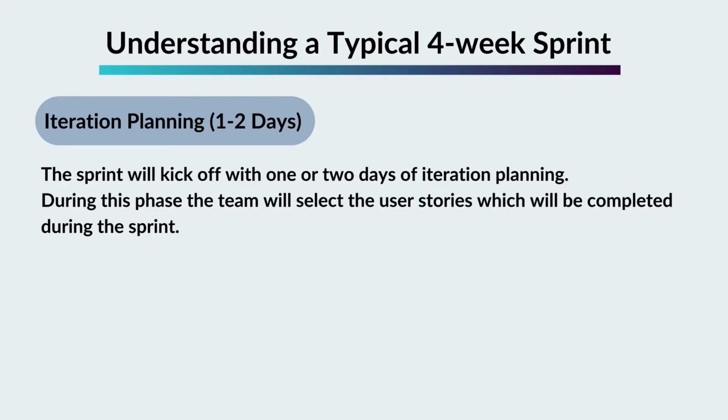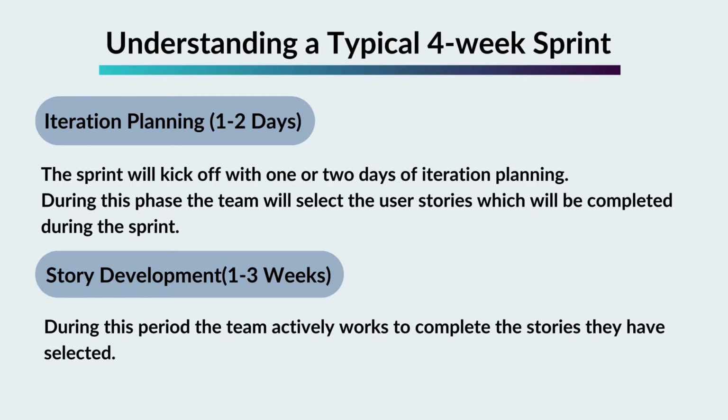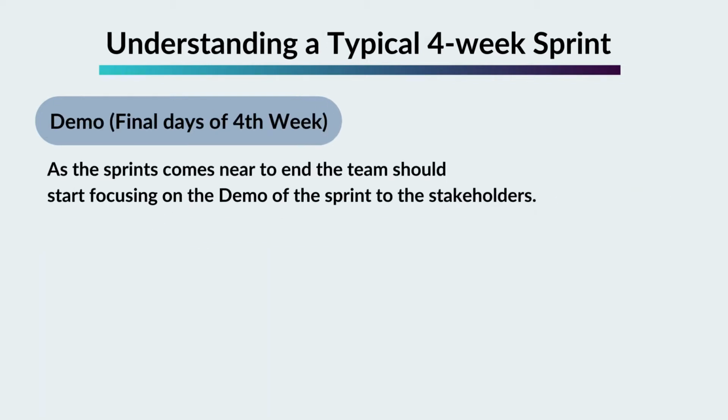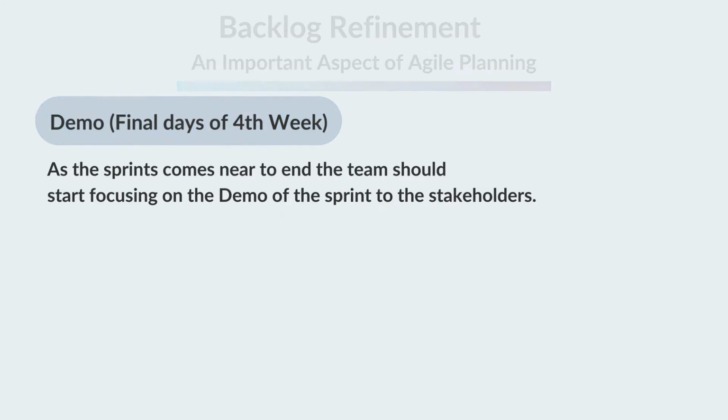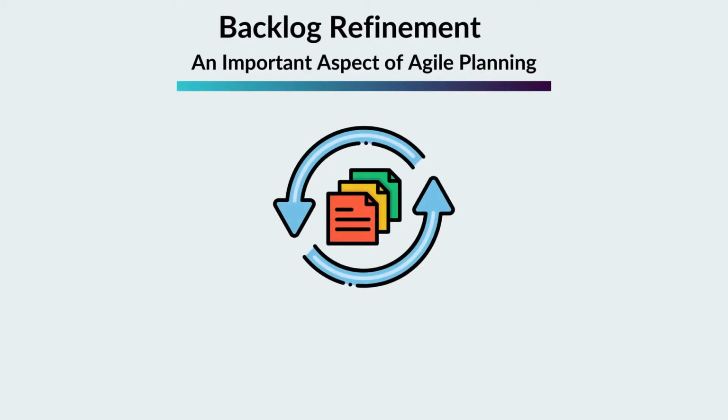Story development, 1 to 3 weeks. During this period, the team actively works to complete the stories they have selected. Demo, final days of 4th week. As the sprint comes near to the end, the team should start focusing on the demo of the sprint to the stakeholders.